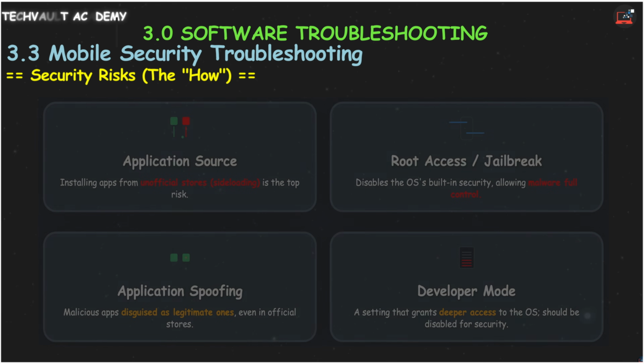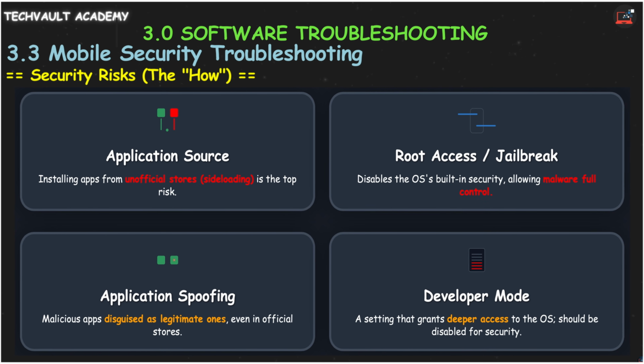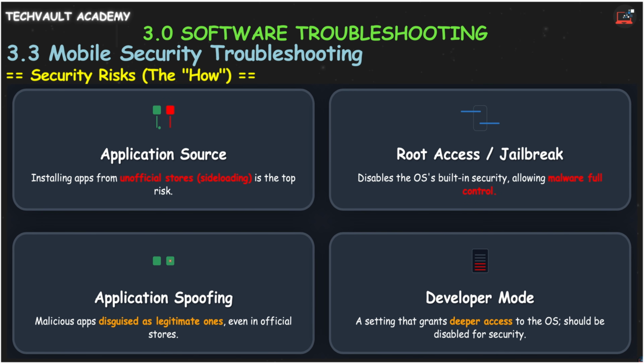The number one risk is your application source. Installing apps from unofficial stores or websites is called sideloading. It's like buying medicine from a street vendor instead of a pharmacy. You have no idea what's really inside that package. Malicious apps are often disguised as legitimate ones, a technique called application spoofing.